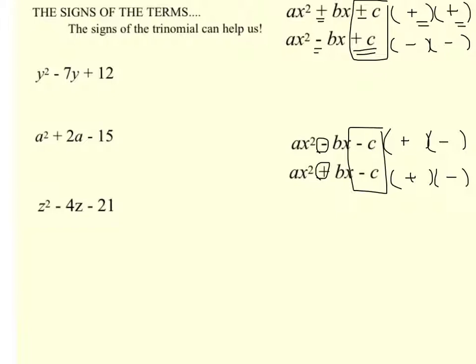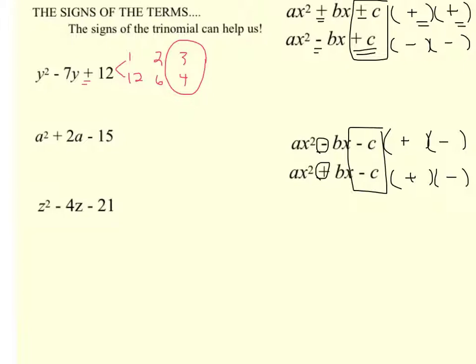In the first example, I have y squared minus 7y plus 12. I'm going to find all the factors of 12, starting with 1 and itself, that's 1 and 12, 2 and 6, 3 and 4, and I need to find the set that can add or subtract to make a 7. The only set that does that is the 3 and the 4.